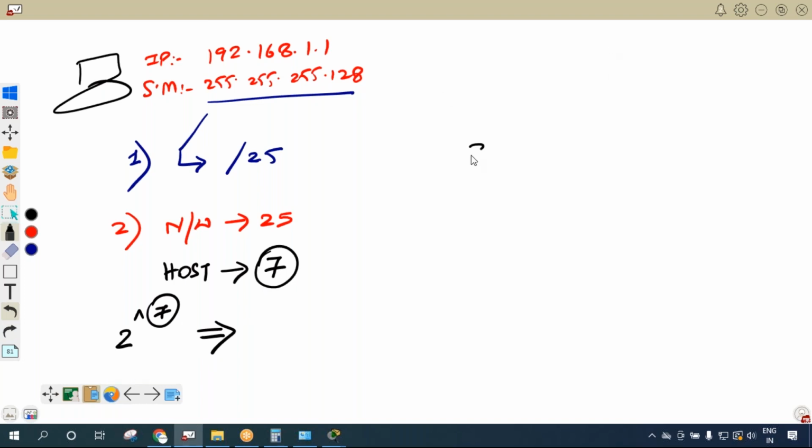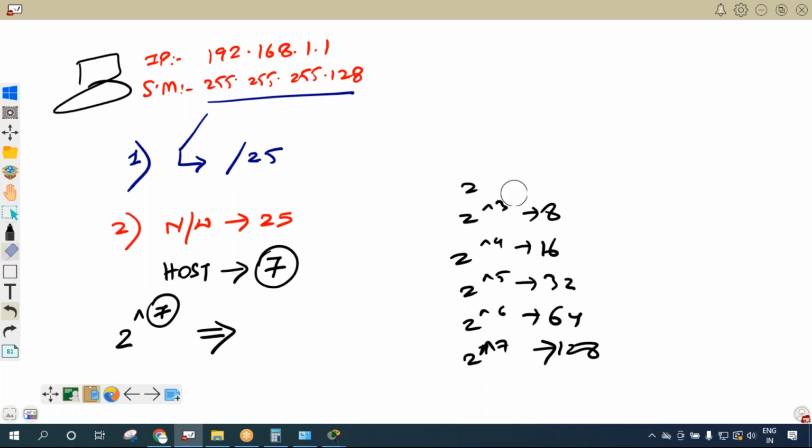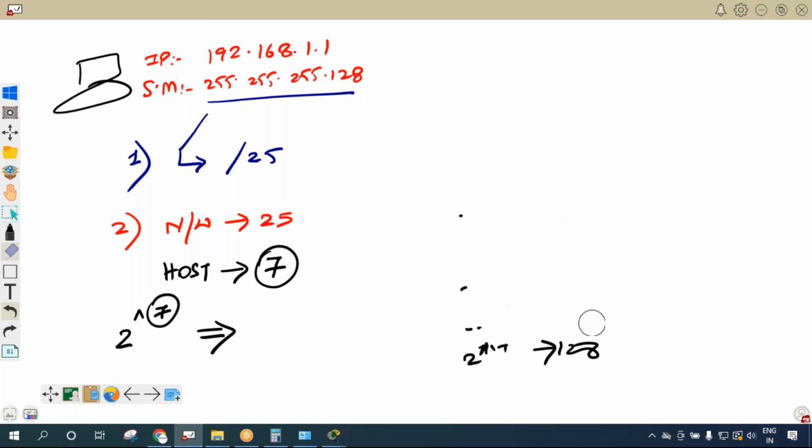Multiply 2 seven times. 2 ones are 2, 2 twos are 4, 2 threes are 8, 2 fours are 16, 2 fives are 32, 2 sixes are 64, 2 sevens are 128. So my dear friends, the answer here is 128. Once you get 128, what should come in your mind? What will be the first IP address? Quickly, it should come in your mind.